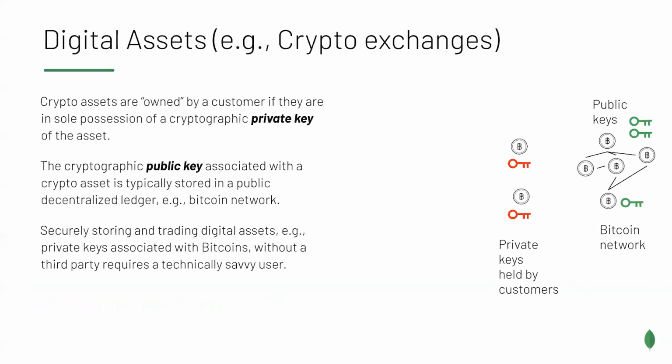Let's take another example. In the digital assets or crypto world, crypto assets are owned by a customer if they are in sole possession of a cryptographic private key associated with the digital asset. The cryptographic public key associated with the crypto asset is typically stored in a public decentralized ledger, such as the Bitcoin network. It really requires a technically savvy user to store and manage private keys associated with digital assets without a third party.